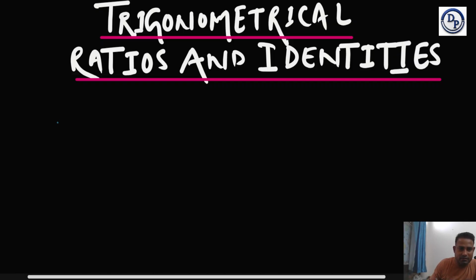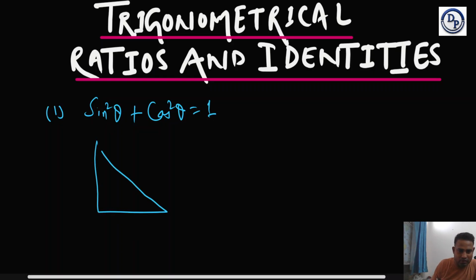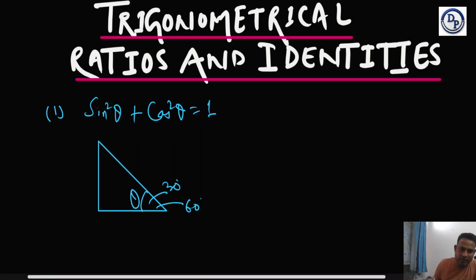We learned about some identities. The first identity I'm going to mention here is sin square theta plus cos square theta equals to 1. And I have already mentioned what is the meaning of theta: the angle under consideration. It could be 30 degree or 60 degree, anything, or it could be 45 as well.